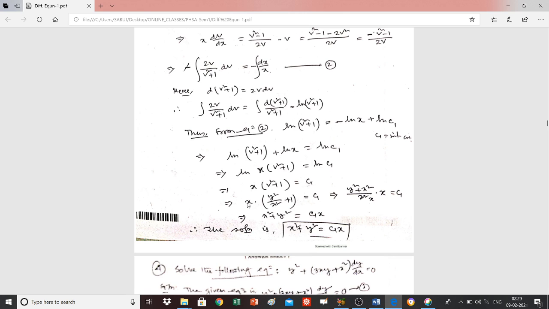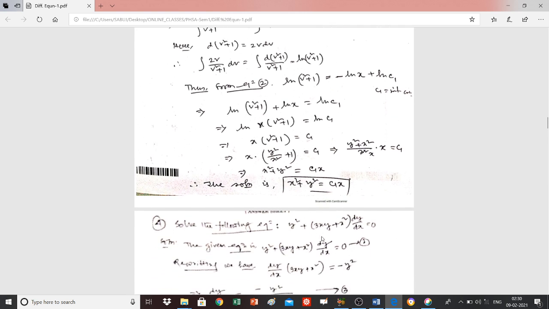Now substitute the value of v as y by x, that is done here. So plus 1 is equal to c1, or from here x square plus y square by x square into x is equal to c1. Just simplify this, and finally we obtain x square plus y square is equal to c1 x. So this is the solution.